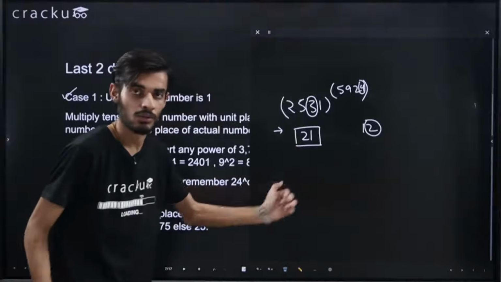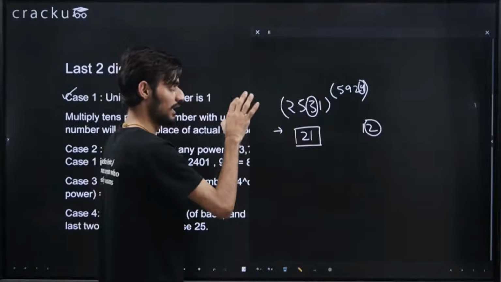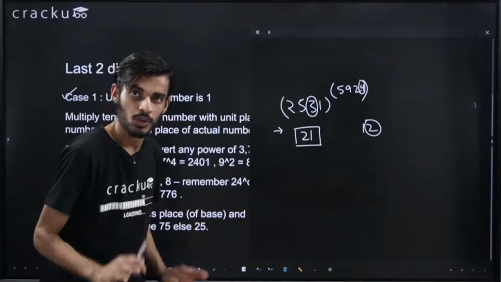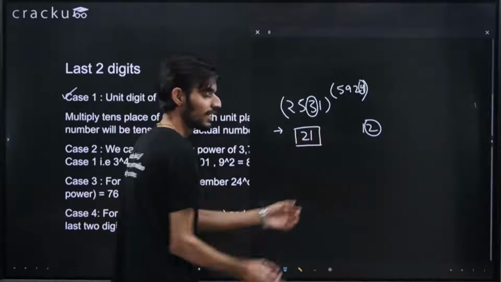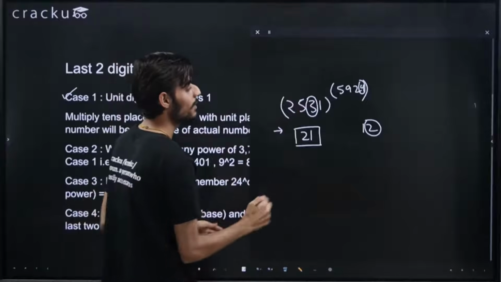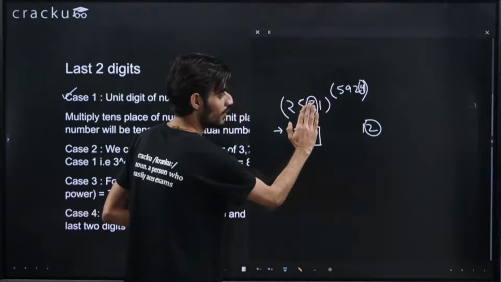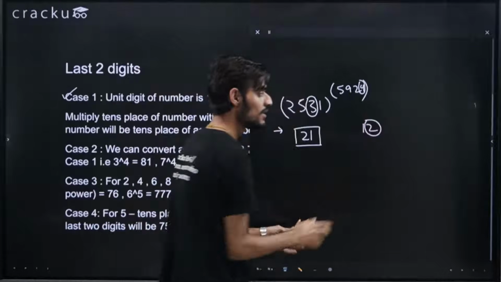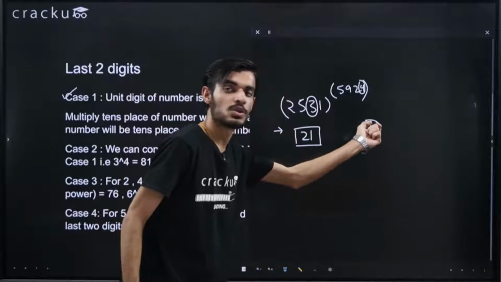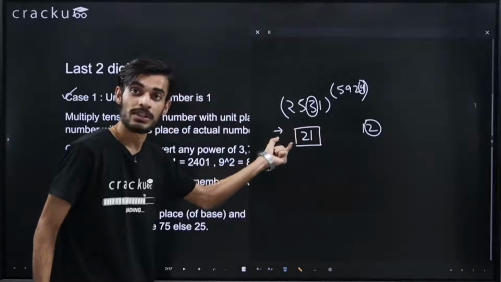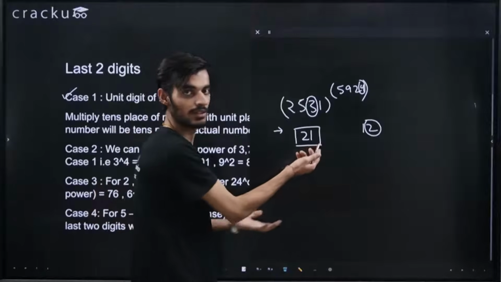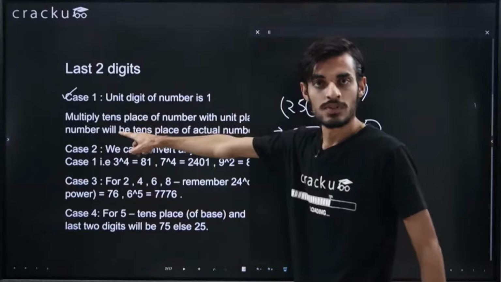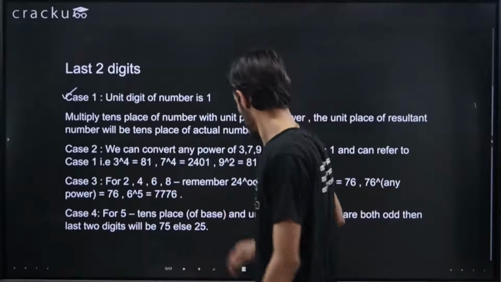So I think this should be clear now. To calculate the last two digits of any number that is ending in 1, first write the unit digit as 1, and then multiply the tens place of this number with the unit place of this number, and whatever the final answer is, you can just write the unit digit of this number as the tens place, and of course it will end in 1. So case 1 should be clear now. If you have any doubt, you can ask me.